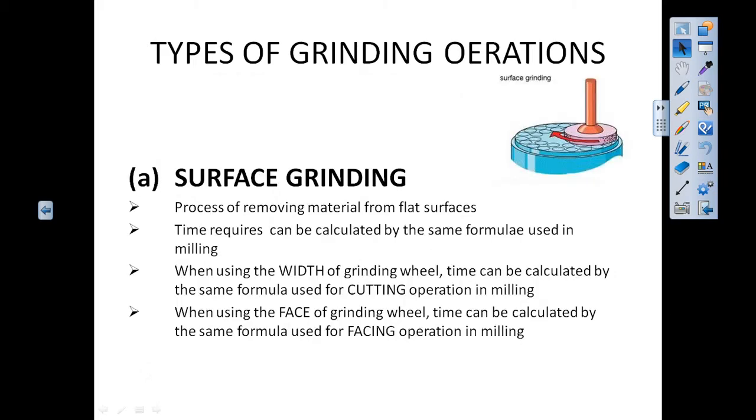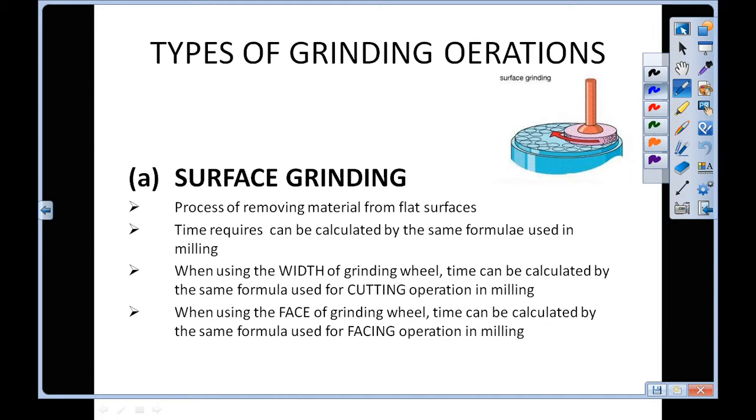So next we will talk about the types of grinding operation for calculation purposes. First one is surface grinding. So here is the rotary table, this one is the spindle, and this one is the grinding wheel, and this pink one is the workpiece.